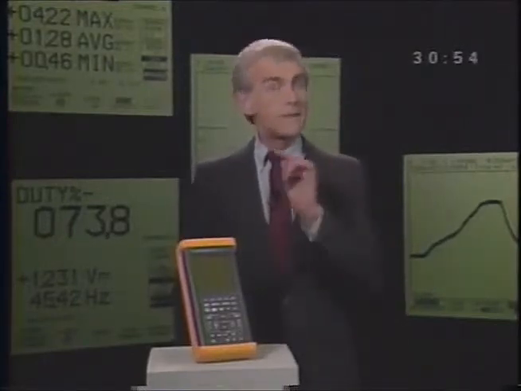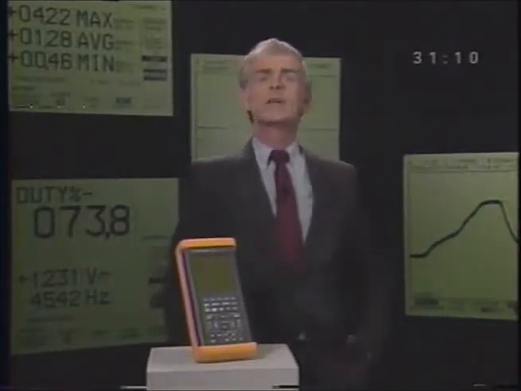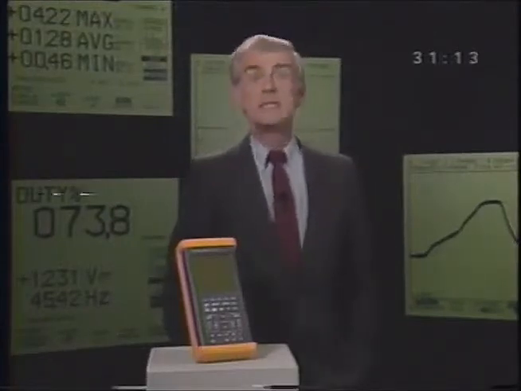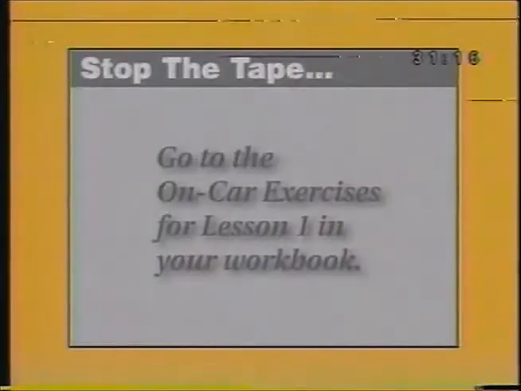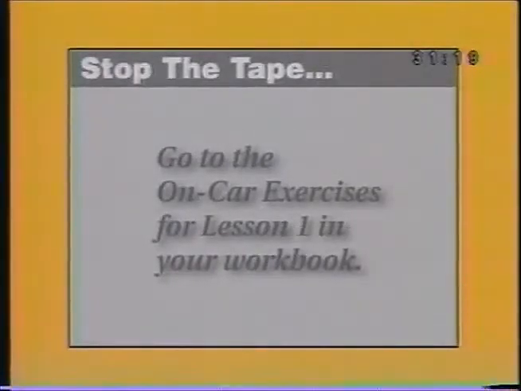In this lesson, you've looked at AC electrical signals. Now you're ready to perform the on-car exercises for Lesson 1 in your workbook. Once you finish the exercises, answer the review questions at the end of Lesson 1. If you aren't comfortable with the information covered in this lesson, go back and review those sections giving you trouble. Make sure you're thoroughly familiar with the procedures covered in Lesson 1 before going on in the program. In the next few lessons, you're going to look at more typical automotive signals, DC pulse trains. Now, stop the tape and go to the on-car exercises for Lesson 1 in your workbook.